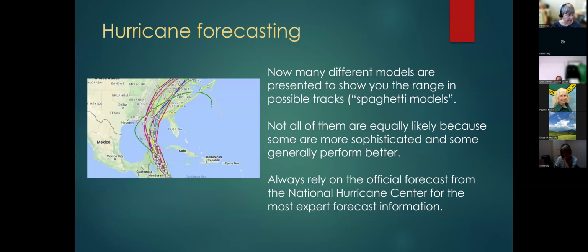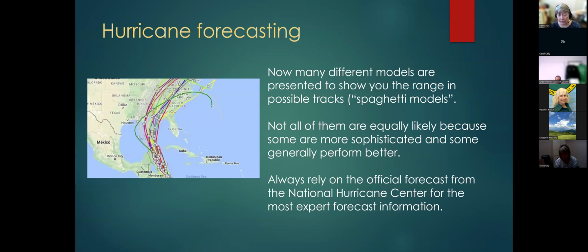Hurricane forecasting, you've probably heard about spaghetti models. Spaghetti models are one of these diagrams like you see on the left-hand side here, all these different possibilities for where the hurricane could go. And each of those lines represents a different model. There might be maybe 80 different models that are running on these hurricanes. And some of them are good at some things like rainfall. Some of them are good at other things like wind speed.